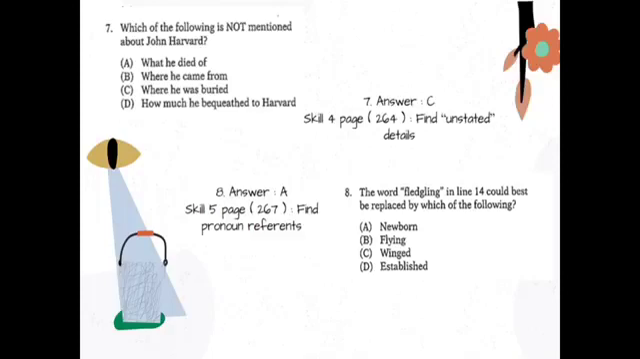2065. Next, number 8. The word vertically in line 40 could best be replaced by which of the following? A. Newborn. B. Flying. C. Winger. D. Established. The correct answer is A. You can use skill number 5 in Longman book, page number 2067.